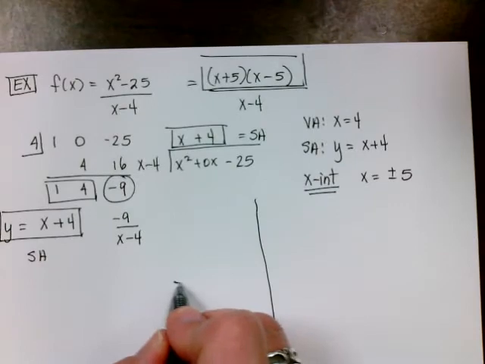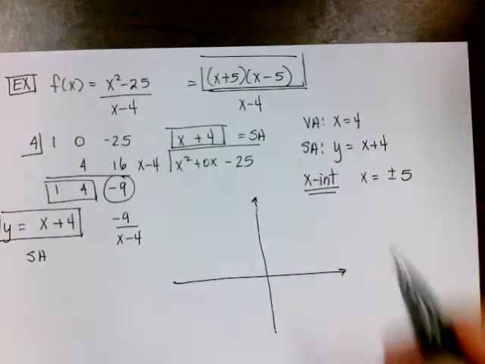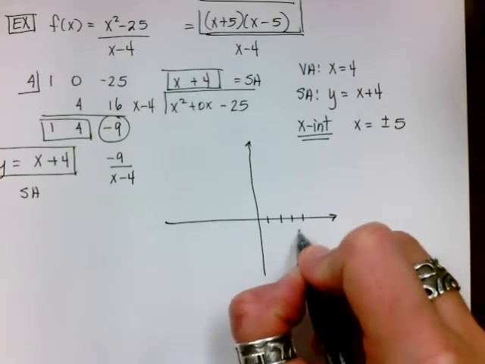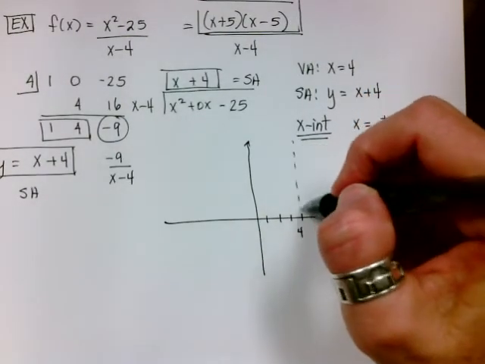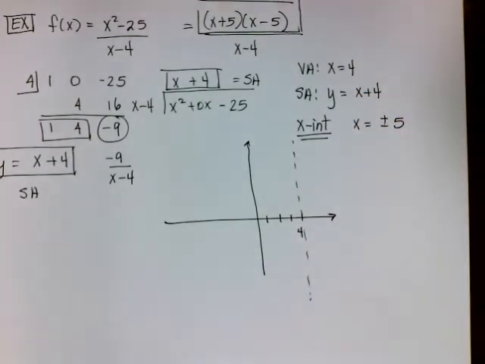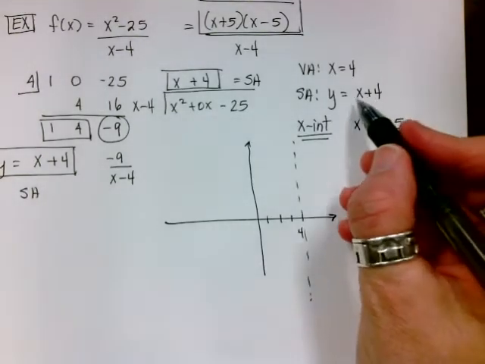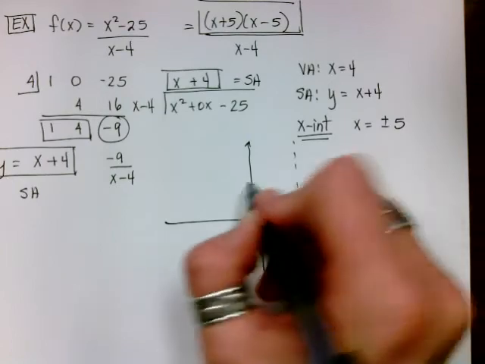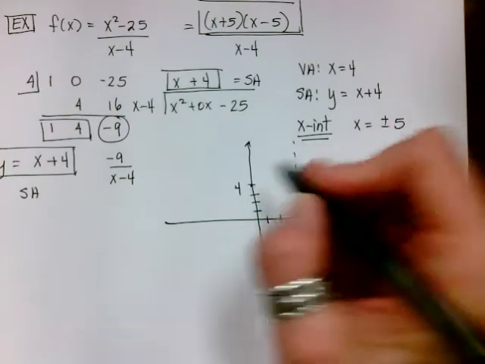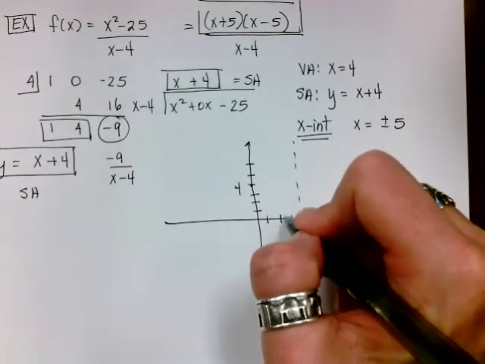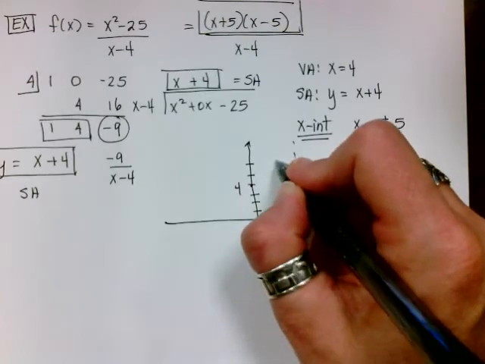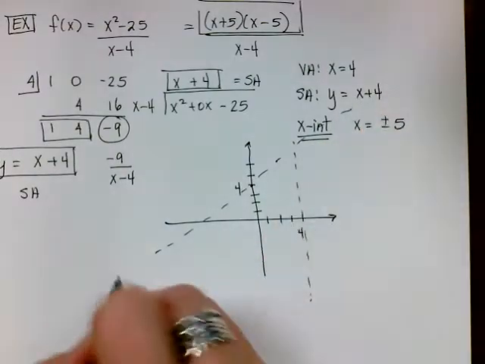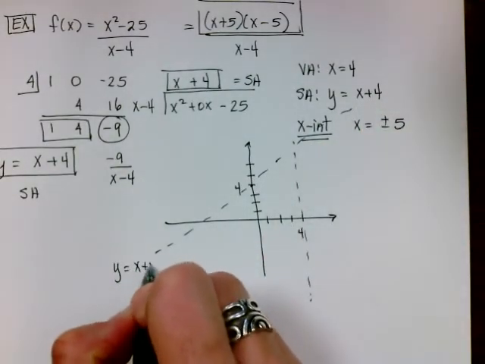So now I can put all that information on my handy-dandy graph. So I have a vertical asymptote at 1, 2, 3, 4, at x is equal to 4. So I'm going to draw that on my graph. Okay. I have a slant asymptote at y is equal to x plus 4. So 1, 2, 3, 4. There's my y-intercept, and then I'm going to go up 2 over 2. I do that so I can spread my points out a little bit, connect my dots. So this is y is equal to x plus 4.